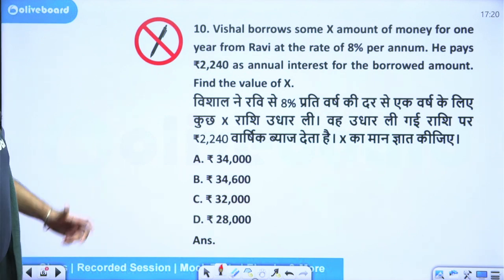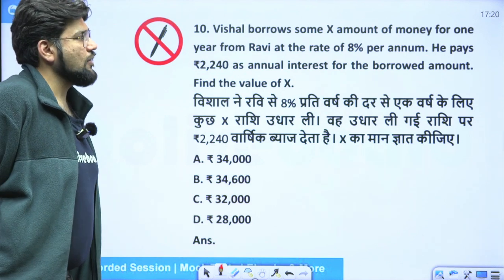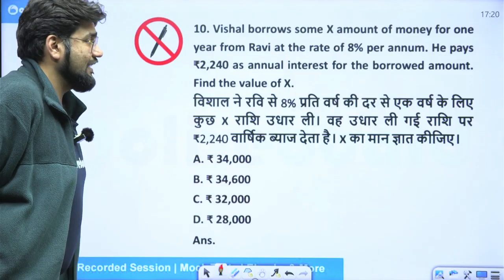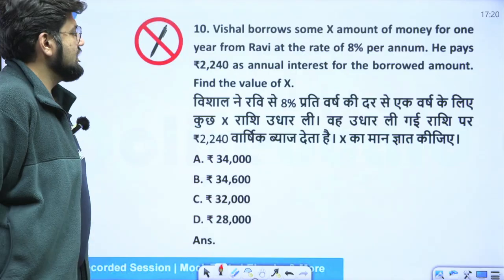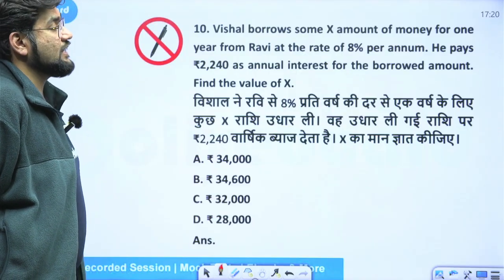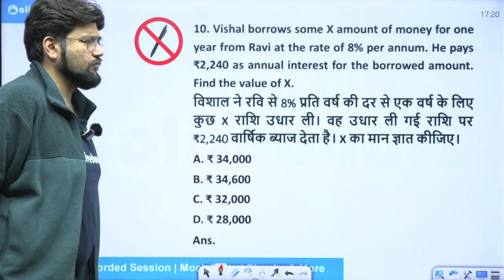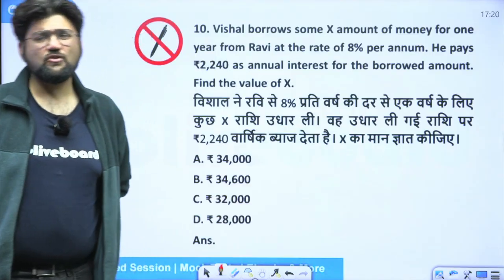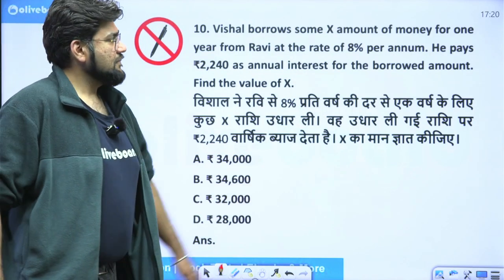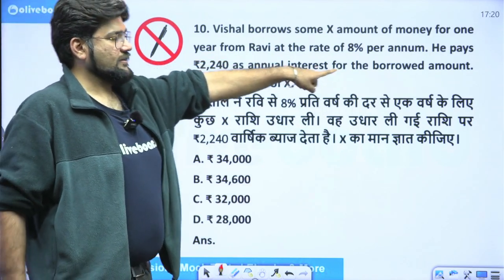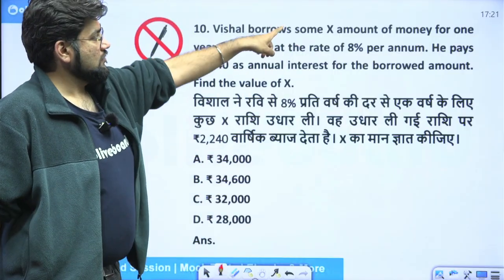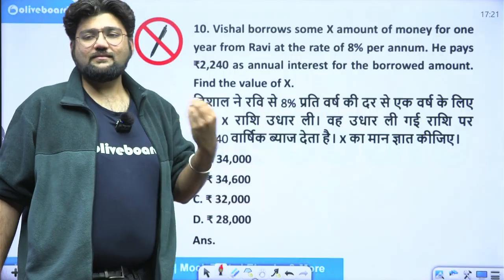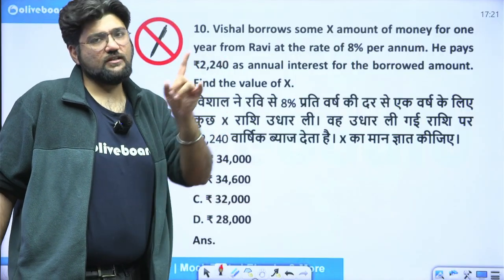Now this is a quant based question. Vishal borrows some X amount of money for 1 year from Ravi at the rate of 8% per annum. He pays 2240 as an annual interest for the borrowed amount. Find the value of X. A lot of you will be puzzled if you are new students. You will think that whether it is simple interest or compound interest, it is not mentioned. But it is clearly mentioned it is annual interest. So it is only for 1 year they are talking about. Borrowed the money for 1 year. That means it is simple interest only. Even compound interest for the first year is simple interest.